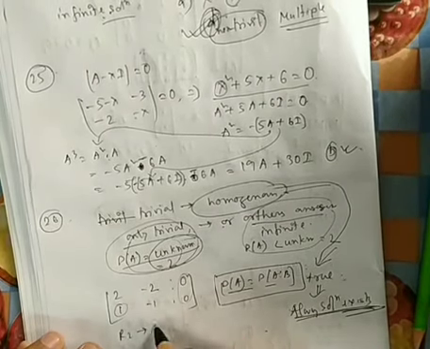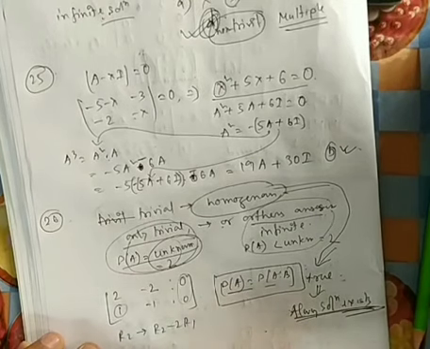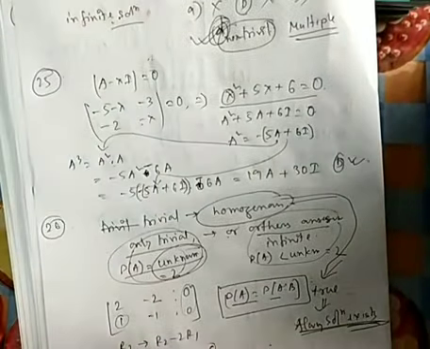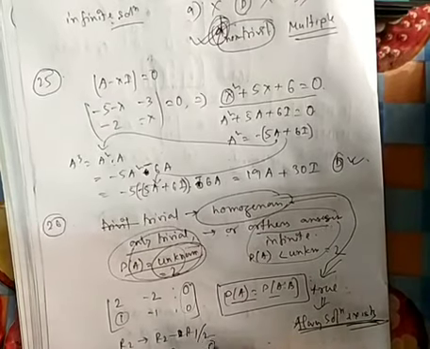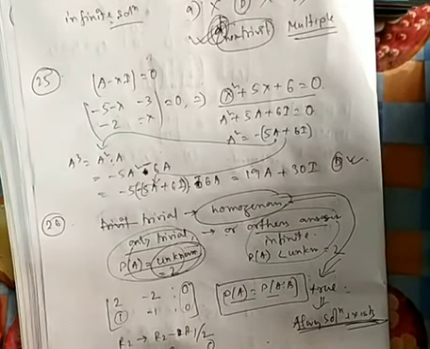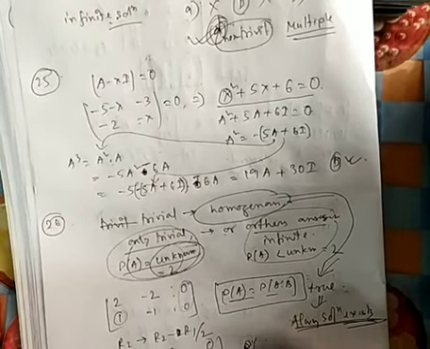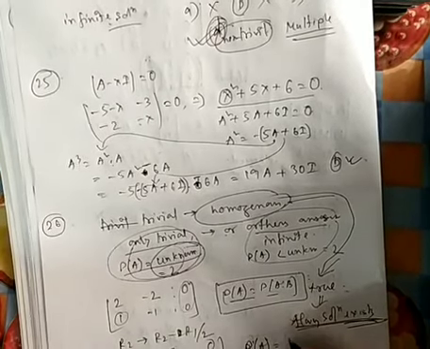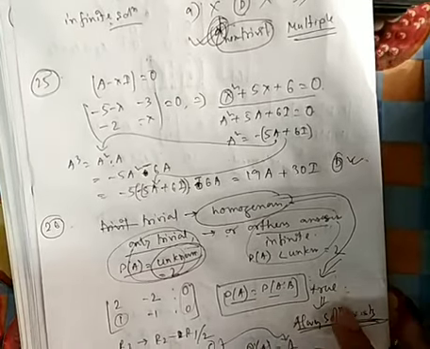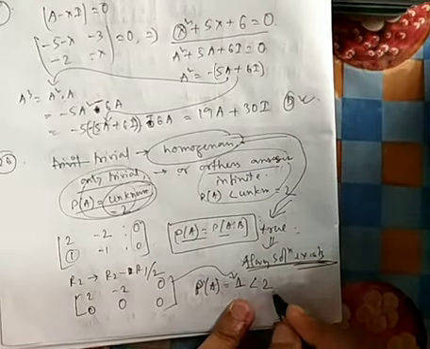So R2 is replaced by R2 minus 2 into R1. If you do, it should be R2 by 2. So if you do it R2 by 2, then it is 0. So again the rank is here. What rank will you get? Rank of A is 1 because the number of non-zero rows is 1, which is less than the number of unknowns, 2.